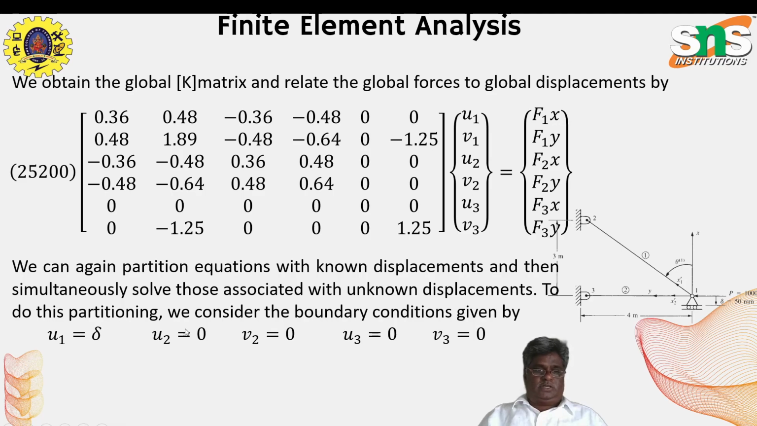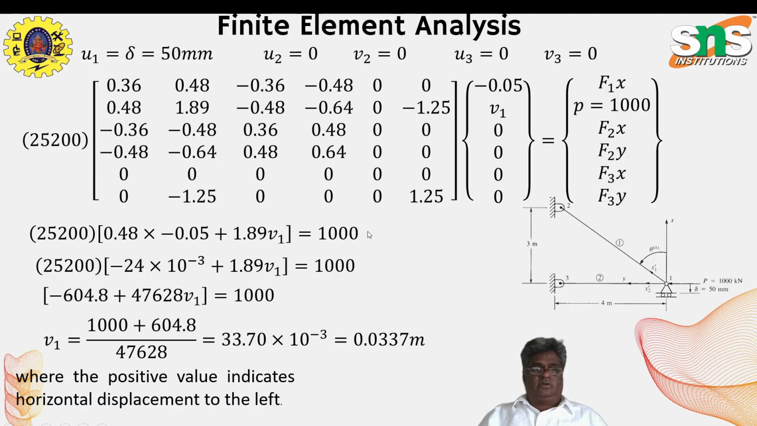To do this partition, we apply the boundary condition. Then actually u1 is a known value, and we only have to calculate v1. Based on this, the remaining displacements are all 0. So substituting the known values, only one unknown we have to calculate. So only one equation we have to generate, then find out the v1 value.